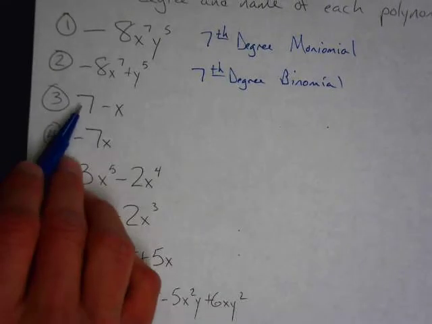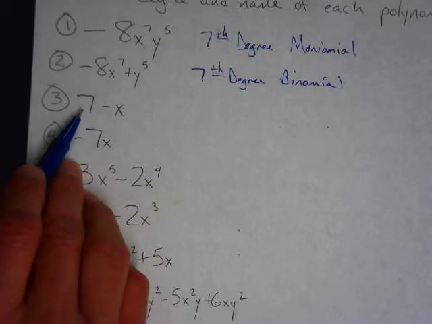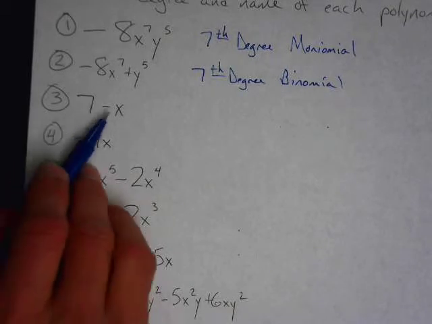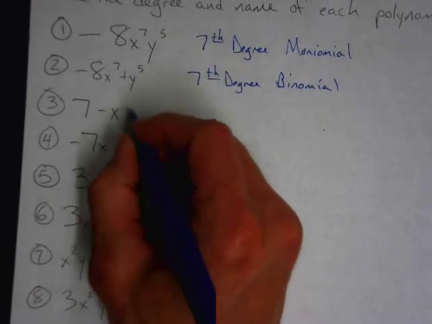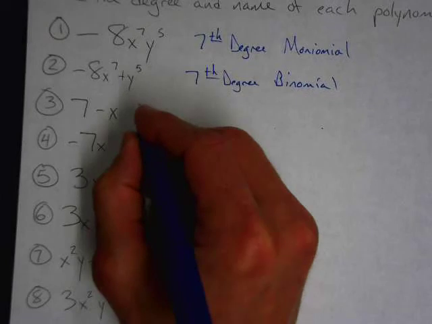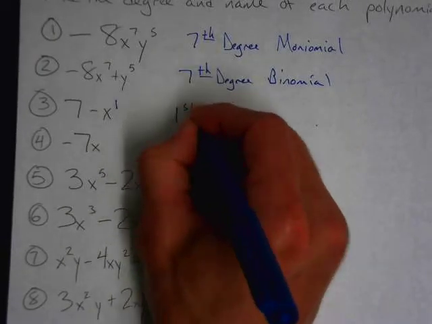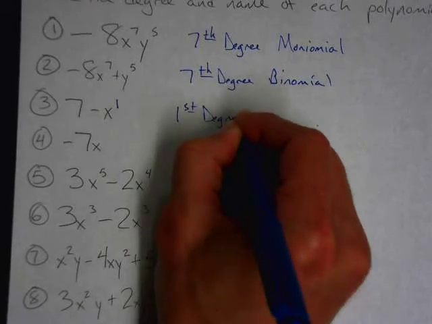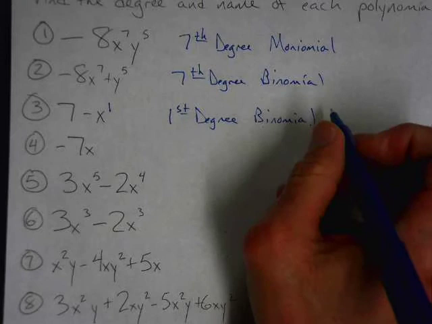But if I look at this number 7, what's the unit of measurement? This is 7 what? 7 ones, right? So 7 ones minus x, 2 different terms. But what's the degree? The exponent for x is actually to the 1st degree, x to the 1st power. So it's a 1st degree. So it's a 1st degree binomial. That's how that works. Isn't that cool? I hope you think so.